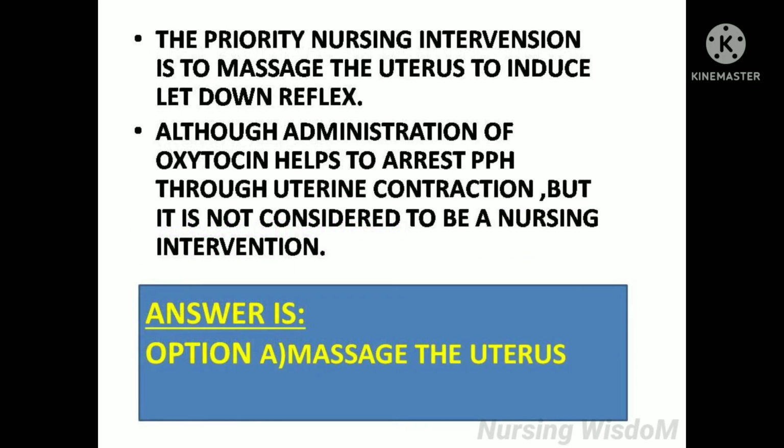The priority nursing intervention is to massage the uterus to induce let-down reflex. Although administration of oxytocin helps to arrest the PPH through uterine contraction, it is not considered to be a nursing intervention. So here the answer is option A, massage the uterus.